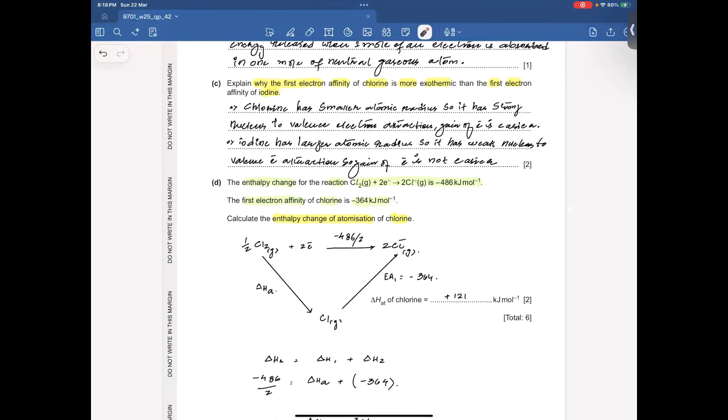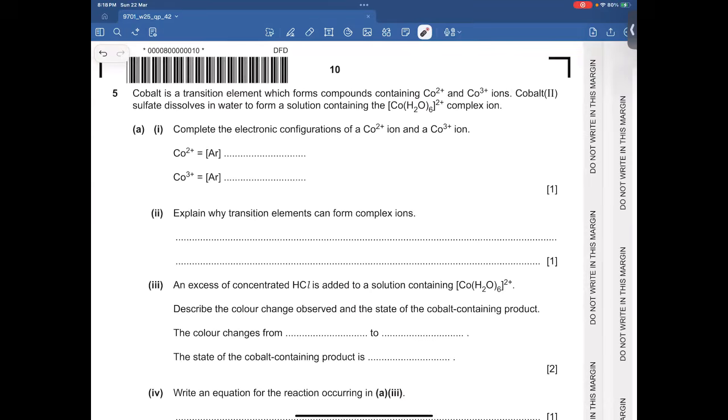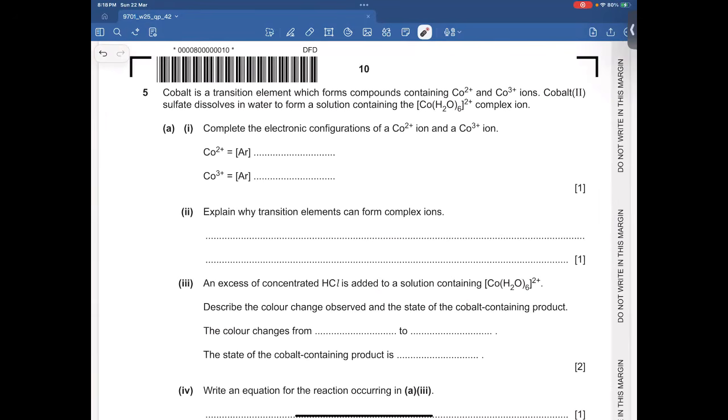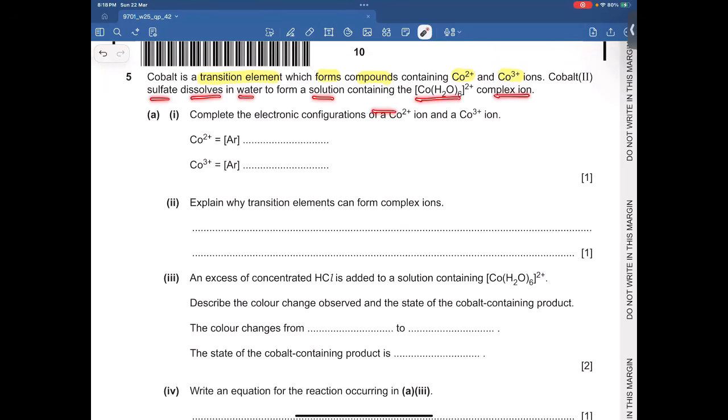Let's talk about question number 5. Transition elements, my favorite part of A-level chemistry. Cobalt is a transition element which forms compounds containing cobalt 2 ions and cobalt 3 ions. Transition elements have a very typical property: they show variable oxidation states, and so cobalt shows variable oxidation state also. It exists in cobalt 2 ions and cobalt 3 ions. Cobalt 2 sulfate dissolves in water to form a solution containing this complex ion. That's pretty much okay. Complete the electronic configuration of cobalt 2 ions and cobalt 3 ions.